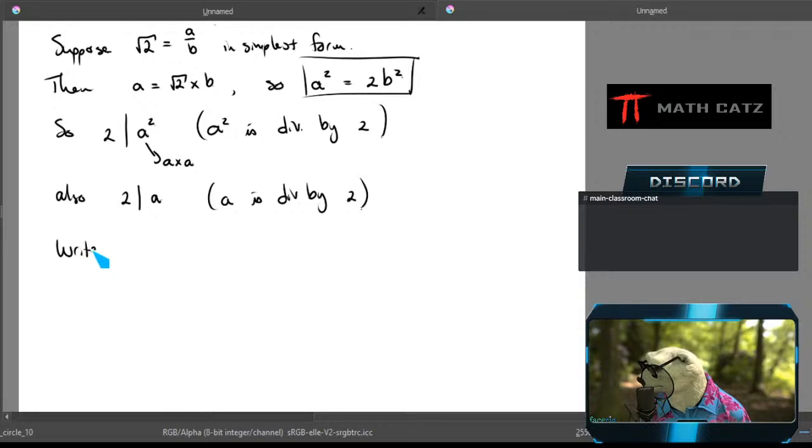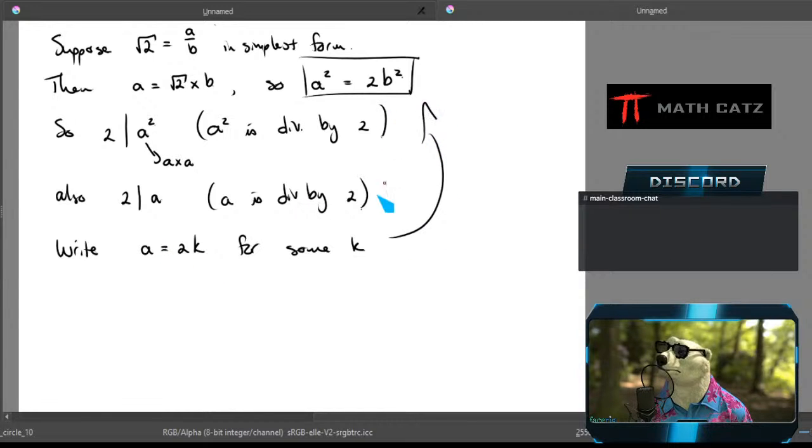So any even number you can write as 2 times something. Now I'm not going to do it like this. This was for a squared. I'm just going to write 2 times k for some k. This is pretty standard stuff for some integer k. Pretty standard stuff. Now let's go back into the box. So if I then insert what the new version of a is into this, I get 2k everything squared equals 2b squared.